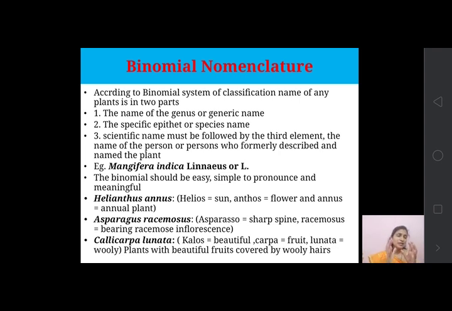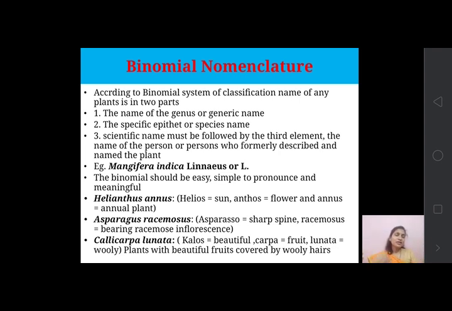So Helianthus annuus is nothing but the sunflower plant. Helios means sun and anthos means flower. And what is the meaning of annuus? Annuus means annual plant. So it is a short description of a particular plant: the sunflower, which is an annual plant. So it is very meaningful.